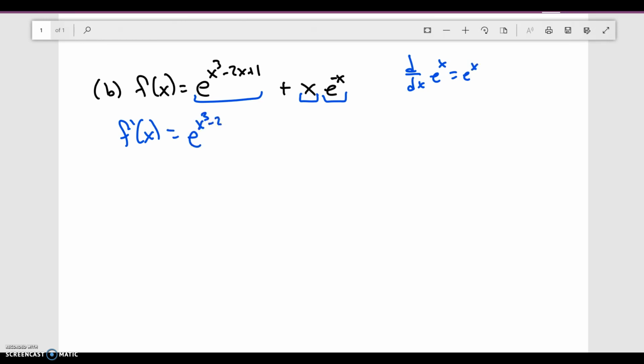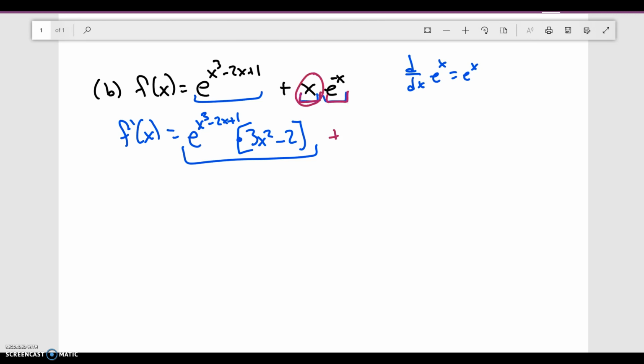cubed minus 2x plus 1, and now I'm going to multiply it by the derivative of the inside, which is going to be 3x squared minus 2. Let me put that in brackets so that I know that I have that together. Okay, so that's going to be this first part. Okay, now the second part is going to be plus. Since there are two parts there, I'm going to use the product rule here.